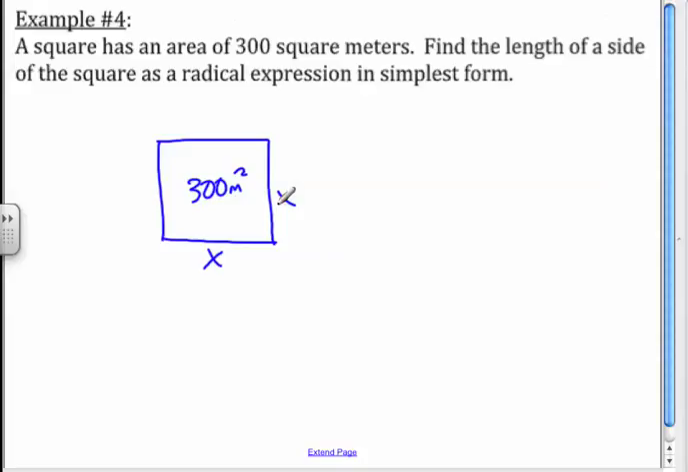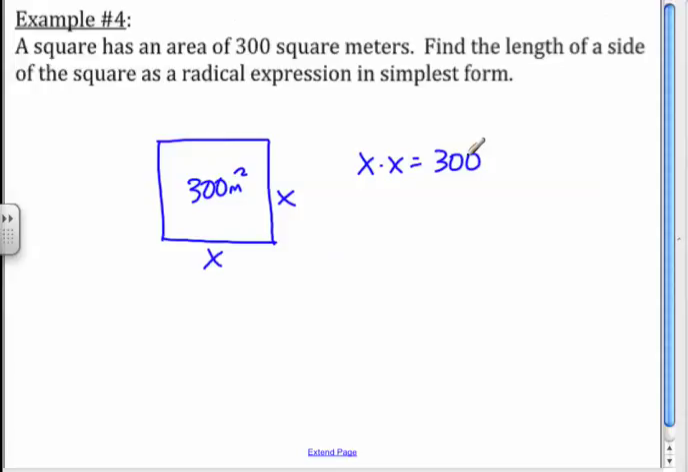Find the length of a side of a square as a radical expression in simplest form. Okay, well, I know that x times x is going to be equal to 300 because the area, not the perimeter. Be careful, don't confuse this with if it was the perimeter. If 300 meters was the perimeter, I just divide by 4. But this is an area.